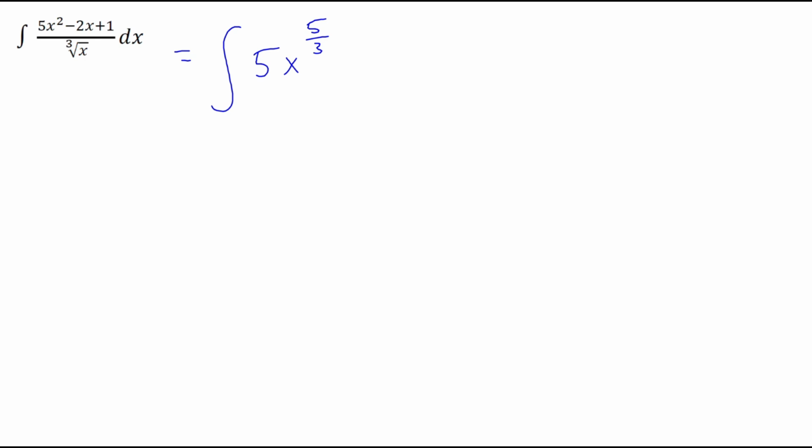And then 2x is x to the 1st over x to the 1/3, so that'll be minus 2x to the 2/3. And then 1 over the cube root of x will just be x to the negative 1/3. So this will be our new integral. We're just going to integrate this.